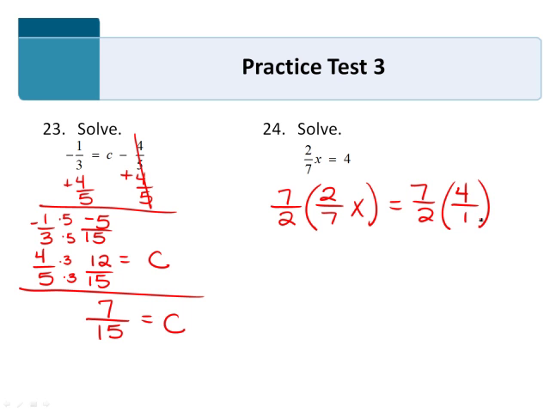All right, so on the left, the 2's cancel out to 1's, the 7's cancel out to 1's, and we're just left with x. Remember, if you're not left with just x, you're messing up. So be careful there. On the right-hand side, we don't have to worry about any signs, but we can cancel the 2 and the 4. 2 divided by 2 is 1. 4 divided by 2 is 2. So we have 7 times 2 is 14 over 1, so x equals 14.